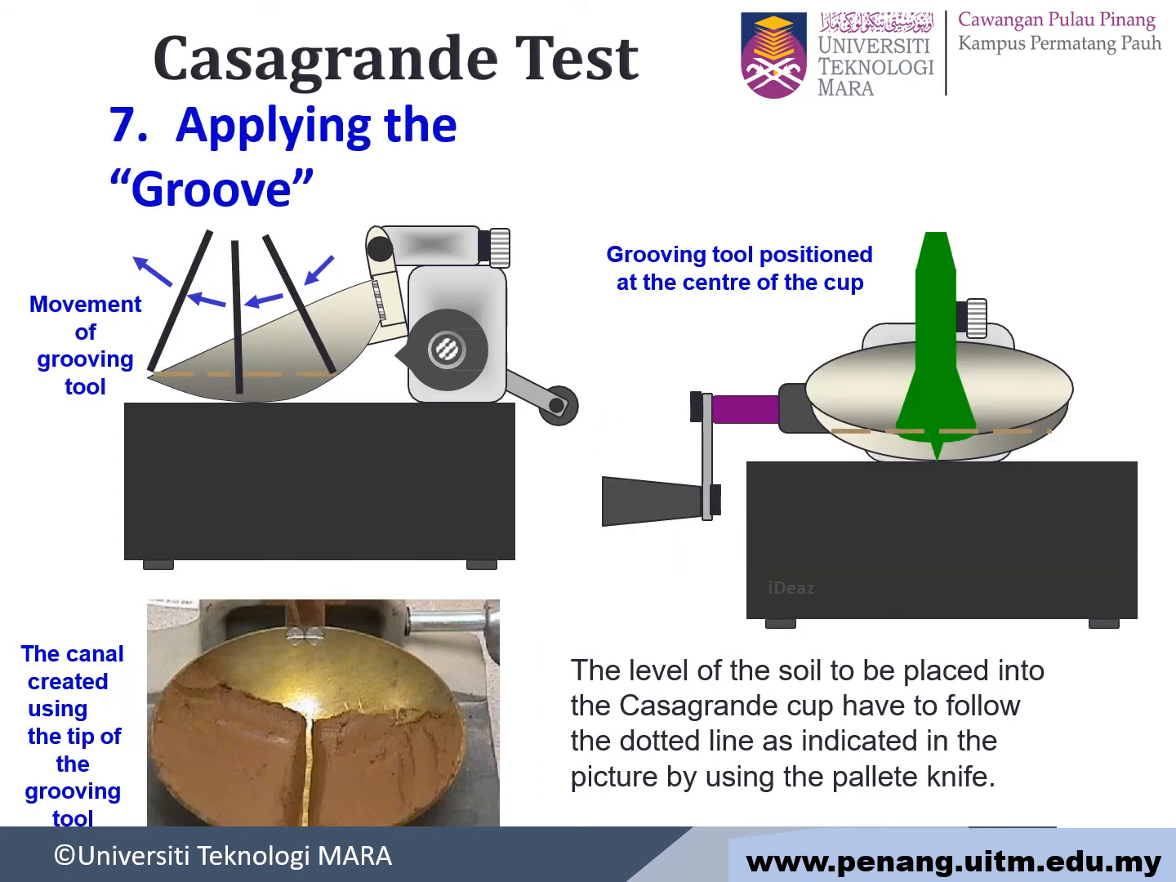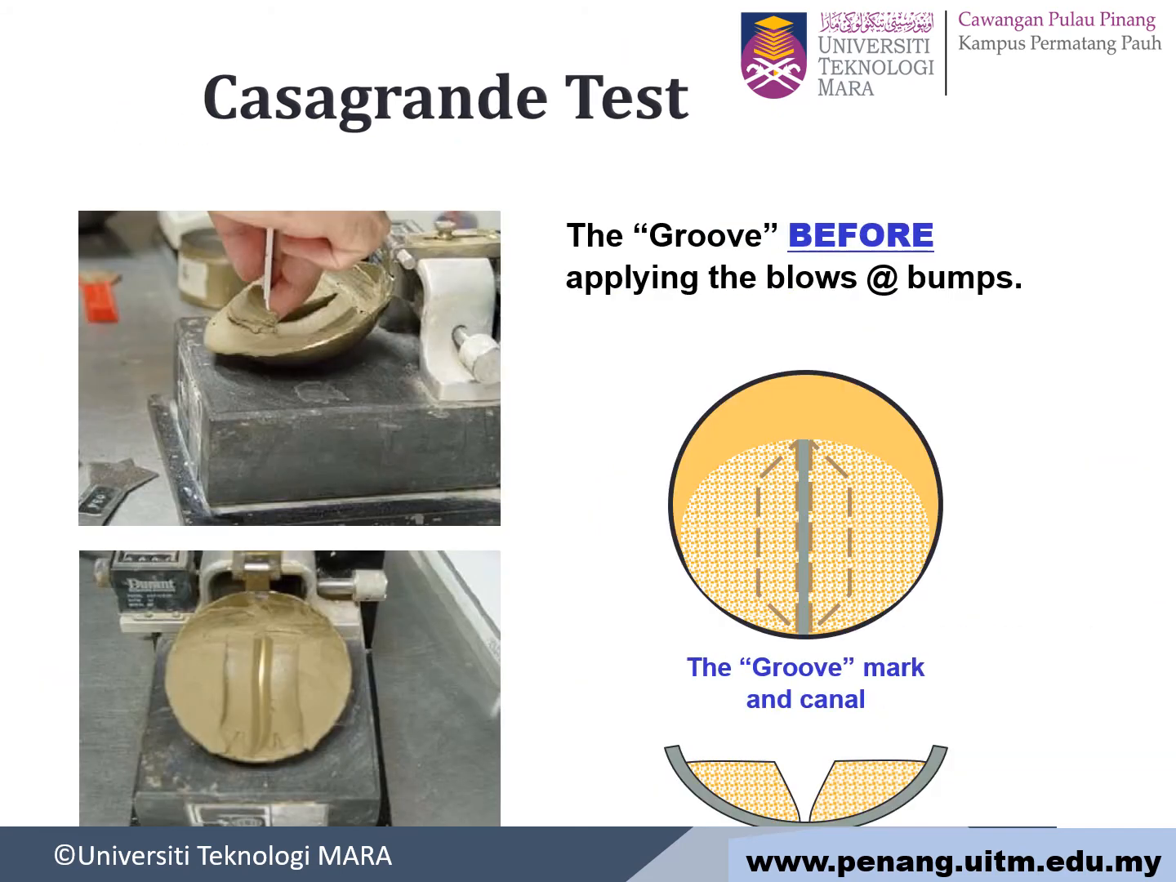Step 7, applying the groove. If you see here, you will see the movement of the grooving tool. The grooving tool is positioned at the center of the cup, and this is the groove created using the tip of the grooving tool. This is the groove before applying the blows and bumps. This is the groove mark.